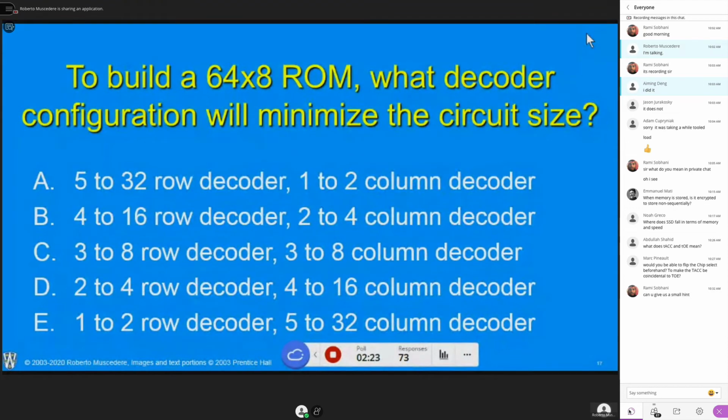Well, again, if you look at the smallest decoder, let's say a 1 to 2 decoder is 1 unit, and a 2 to 4 decoder is 2 units, just add it up, right? And a 3 to 8 decoder is, sorry, not 3 units for that one, 4 units, and a 4 to 16 decoder would be 8 units, and a 5 to 32 decoder would be 16 units.